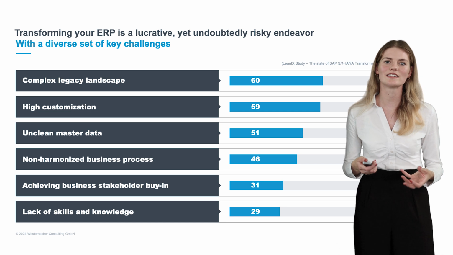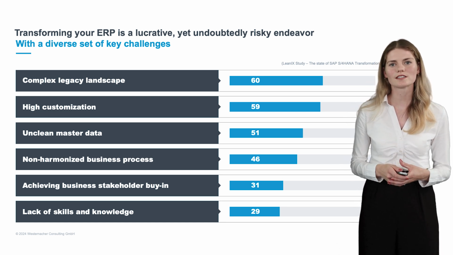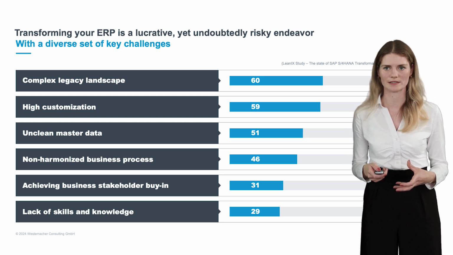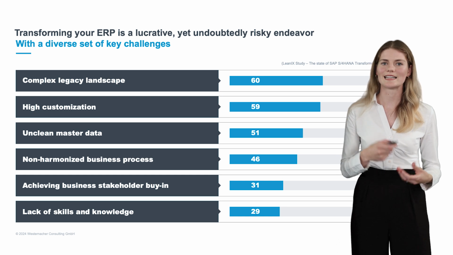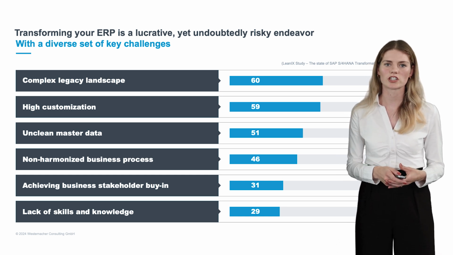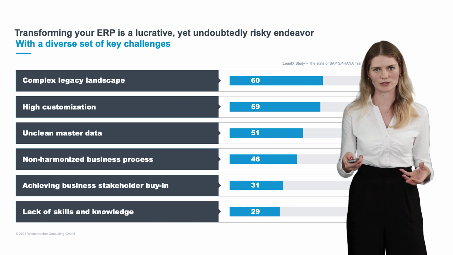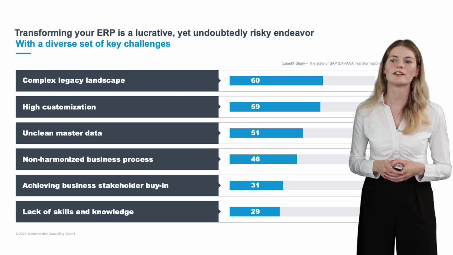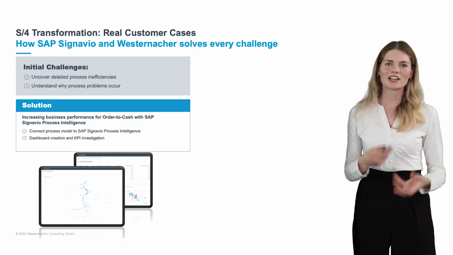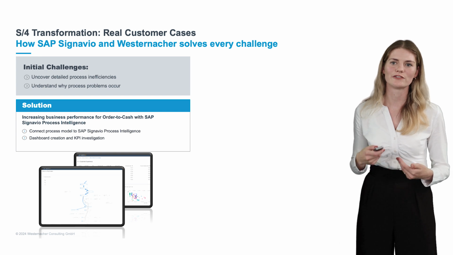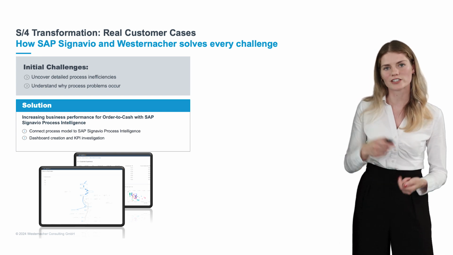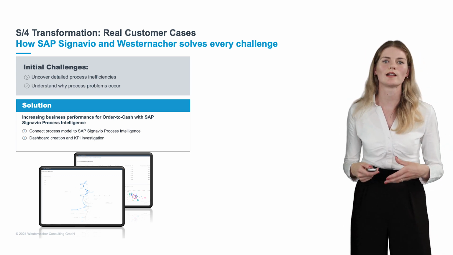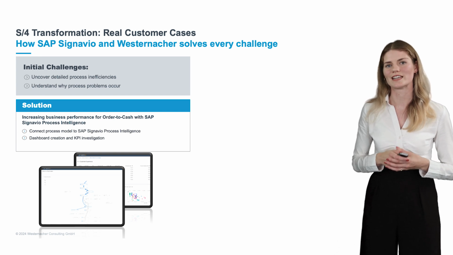Companies are nowadays facing different challenges. Various obstacles can arise while transforming from an ERP to an SAP S/4HANA system, for example, a complex legacy landscape, high customization, or non-harmonized business processes. With SAP Activate and SAP Signavio, we can guide you through your transformation. Some challenges our recent customers in different industries faced were, for example, process inefficiencies, the need for more visibility and understanding of processes, as well as misalignments on transformation activities.